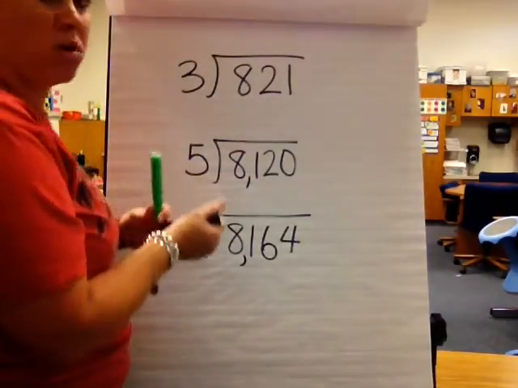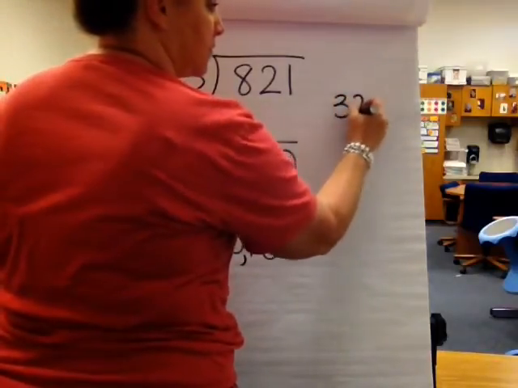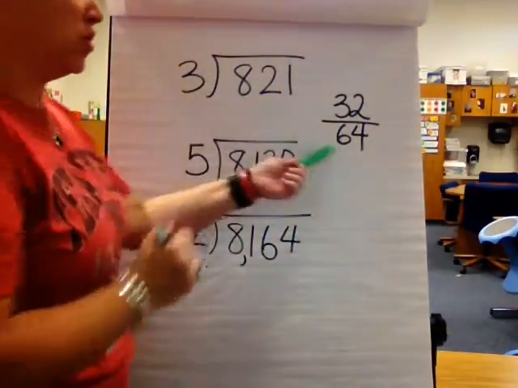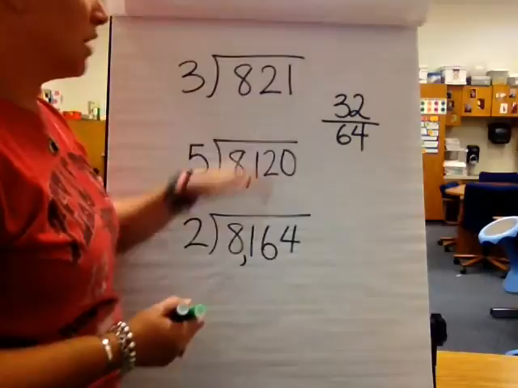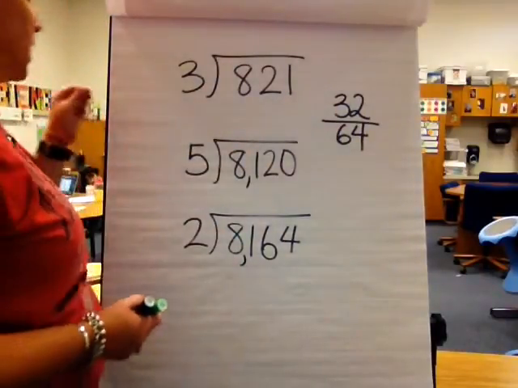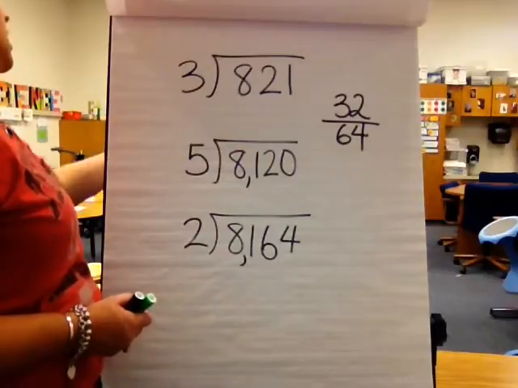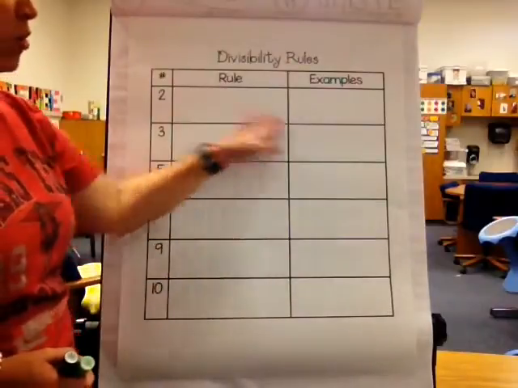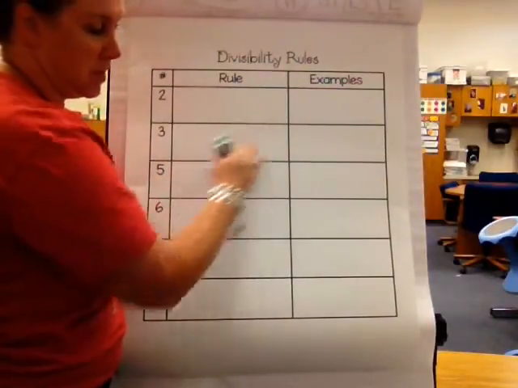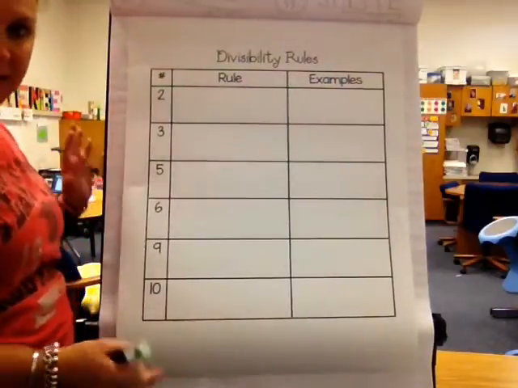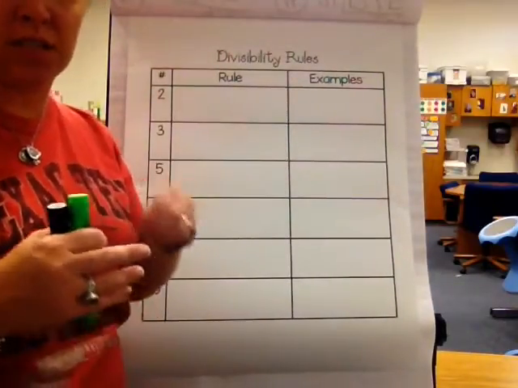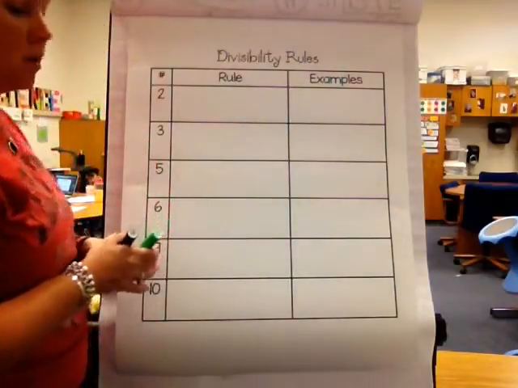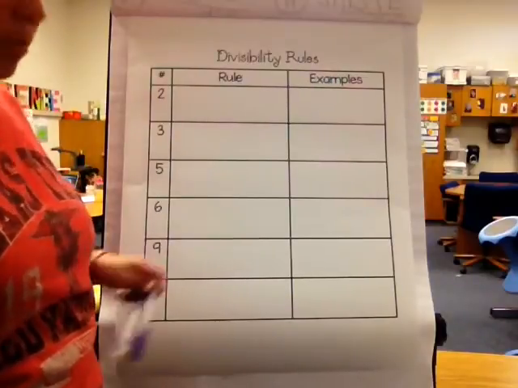You also can use it when you're looking at fractions. Am I able to reduce this fraction using divisibility rules? Lots of these different things are going to use divisibility rules. So you're going to need a handout. Your handout looks like this. We're going to write our rules and examples, rules and examples, rules and examples. Once we're done, you're going to get a paper and try to identify all of the numbers that each are divisible by.